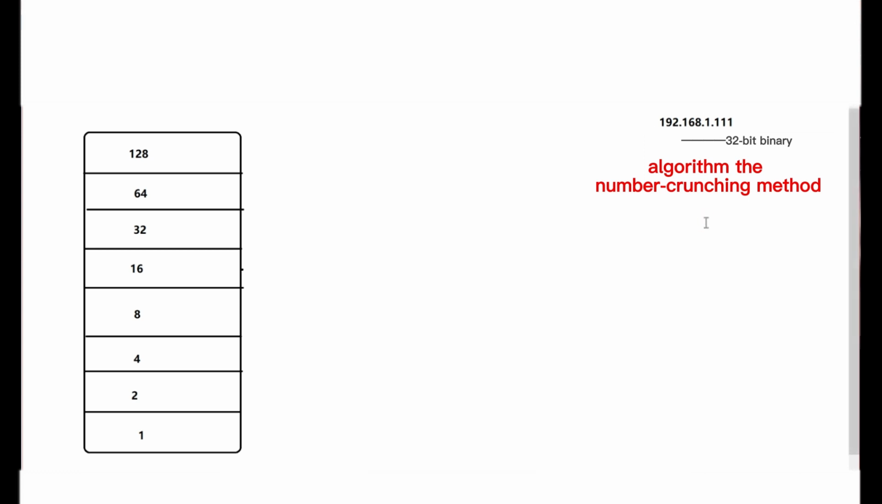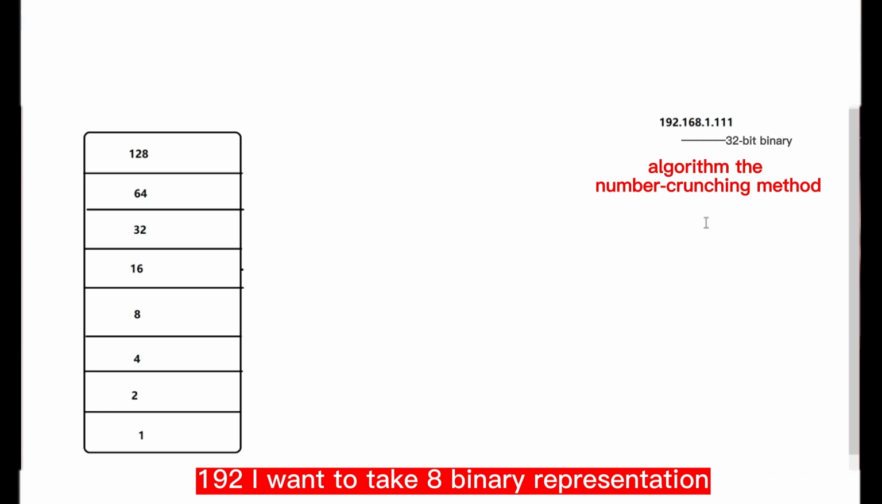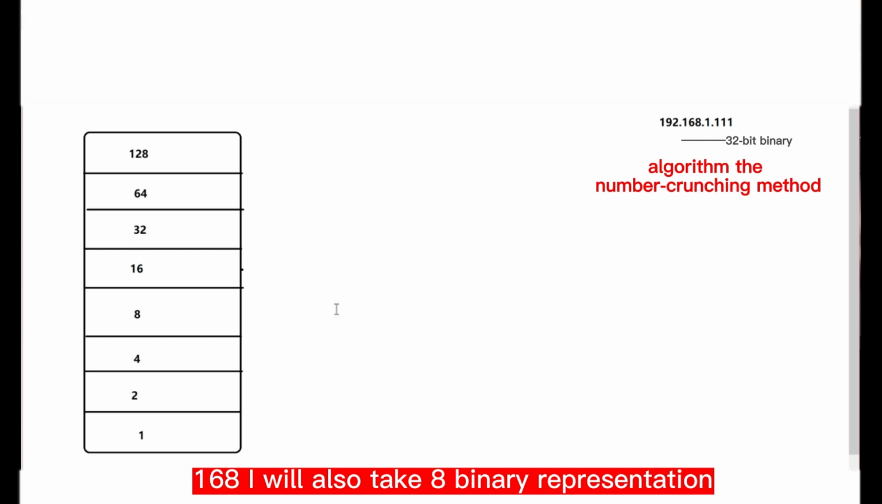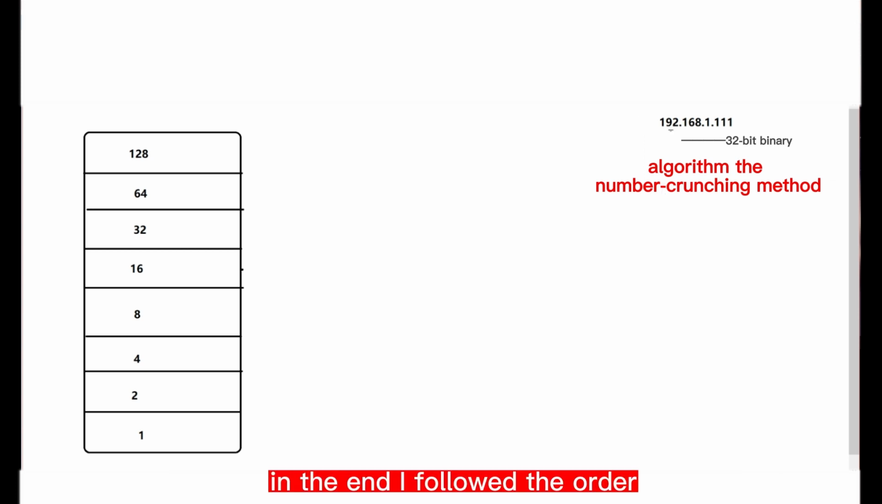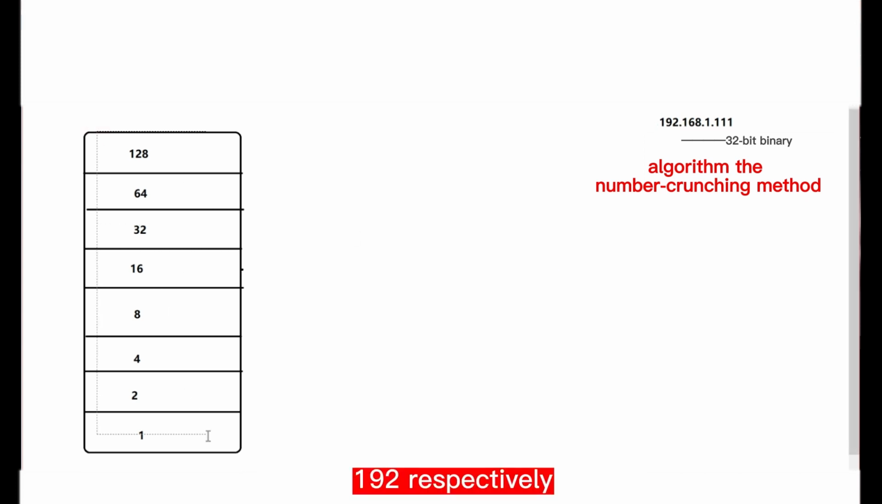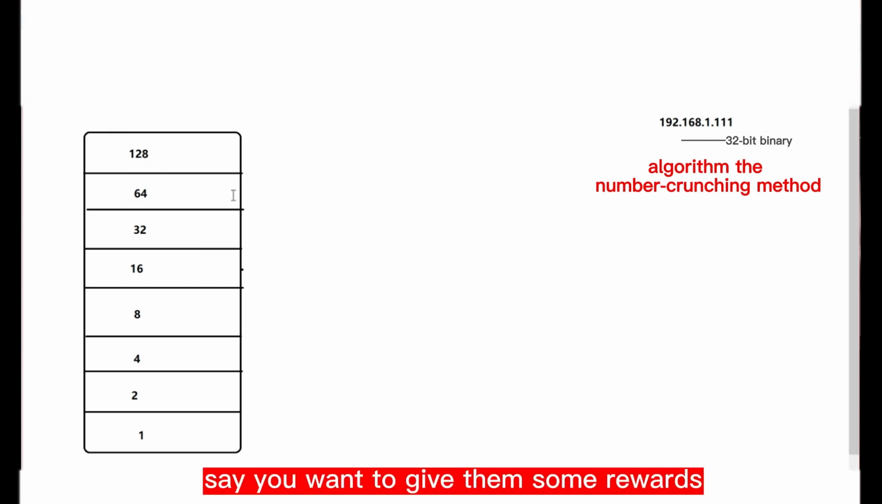That is to say, for 192 I want to take an 8-bit binary representation. 168 I will also take an 8-bit binary representation. I take an 8-bit binary representation for each group. In the end I arrange them in order to get a result. Then I draw this shape on the left to simulate a scene for you. Like you are now the boss of a company. Let's say you have 4 employees: 192, 168, 1, 111. Say you want to give them some rewards.